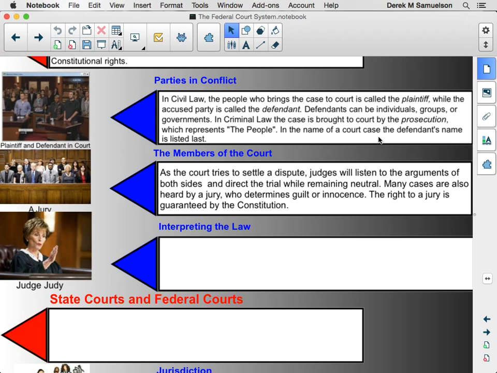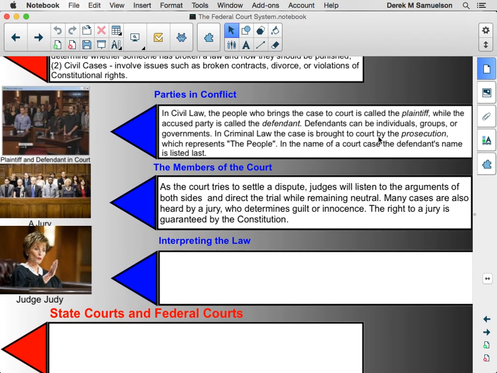They will determine what should happen. The right to a jury, the right to have a jury decide this case, is guaranteed by the Constitution. However, in certain cases, you can choose to refuse a jury trial and have your case determined by a judge instead.